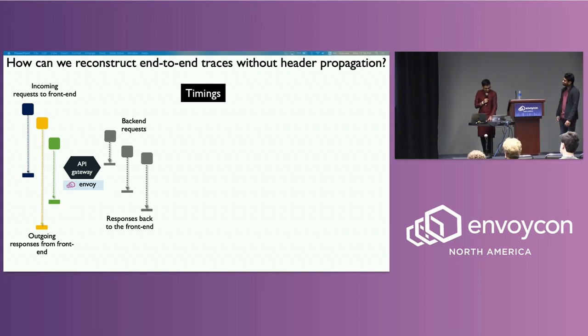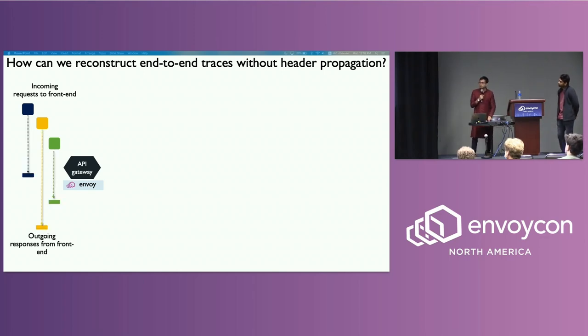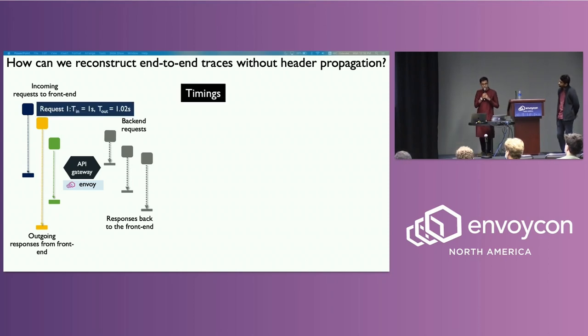So let's do this again. How can we reconstruct end-to-end traces without header propagation? Let's say there are incoming requests to the front end, along with the responses that were sent out for those requests. And as before, the gateway sends backend requests to answer those queries. From the span information, for each request we have the time at which that request was received and the time at which the response was sent out. These timings constitute one part of the input that we feed to the trace reconstruction process.